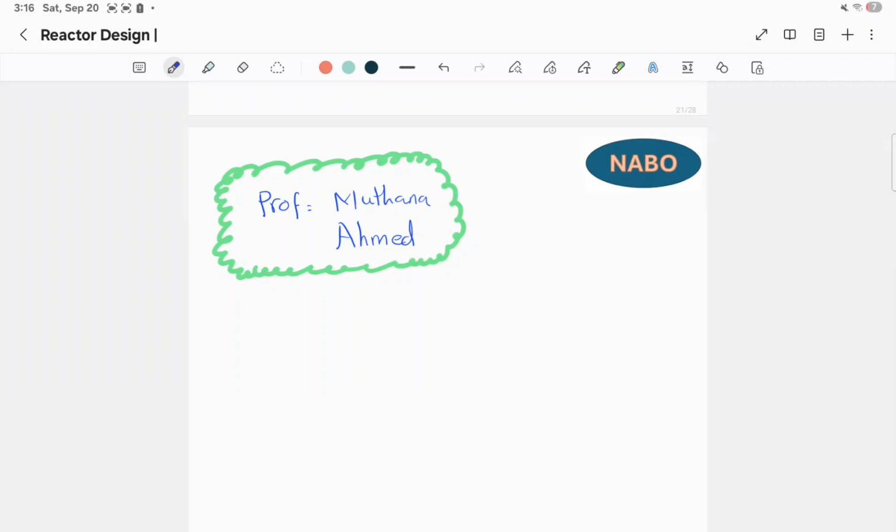Hello everyone, in today's video we will go through the space-time and the Damkohler number. We'll start off with the space-time. The space-time is basically the time required for one reactor volume to react, and it's symbolized with tau, which equals the volume of the reactor divided by the volumetric flow rate.